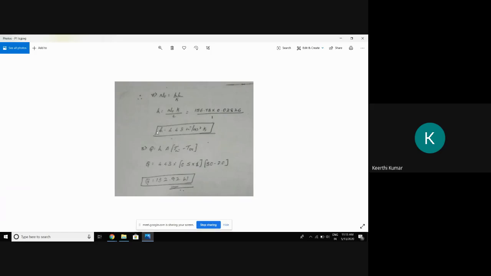Once you get the value of H, again substitute in Q. Q is equal to HA times (T wall minus T infinity). So H is 4.43, area, since it is a plate, is length into breadth, and then T wall is 80 and T infinity is 20 degrees. So that we'll get Q in watts. All of you please calculate the values and then find out.